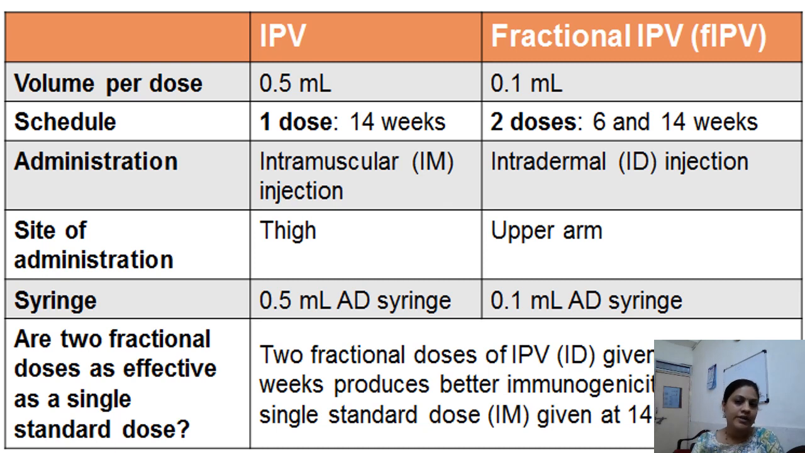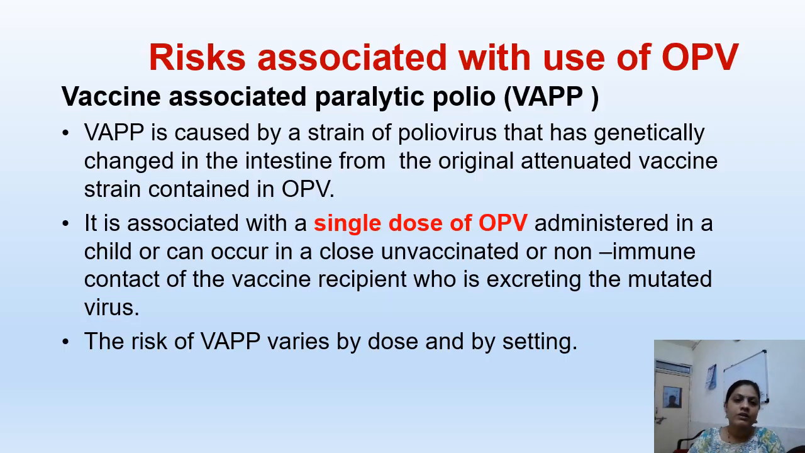This is the difference between the IPV and the fractional IPV. We are using the FIPV in our current schedule. FIPV is given in two doses at 6 and 14 weeks, while IPV was given as a single dose at 14 weeks. FIPV is given intradermally on the upper arm with a 0.1 ml AD syringe. Two fractional doses of IPV given 4 weeks apart produce better immunogenicity than the single standard dose. So that is the reason we want to use the IPV instead of OPV.